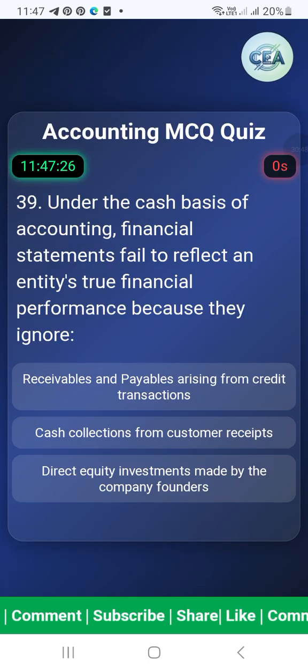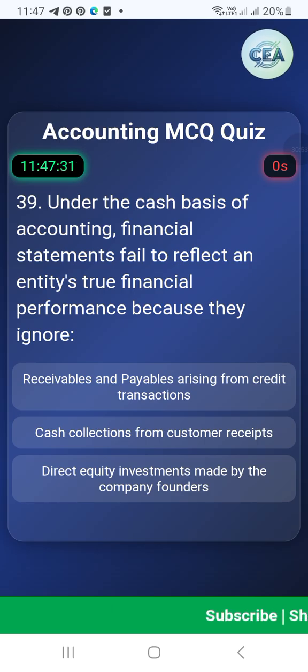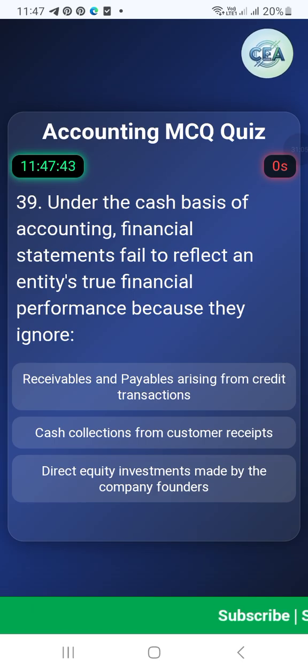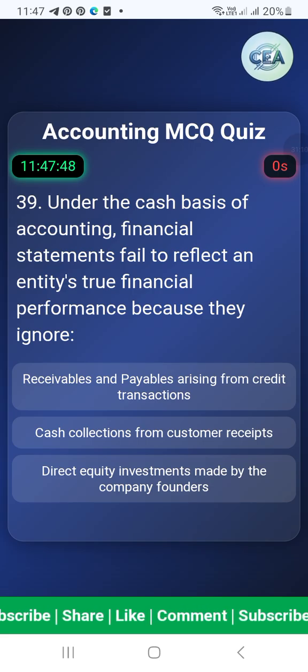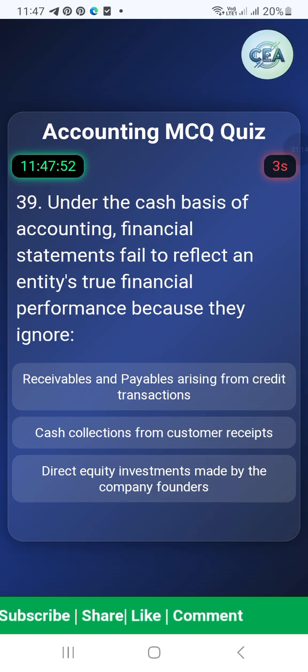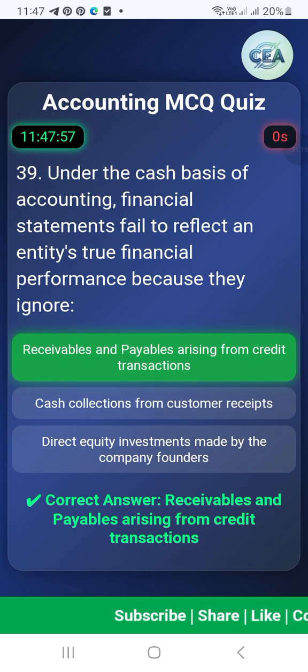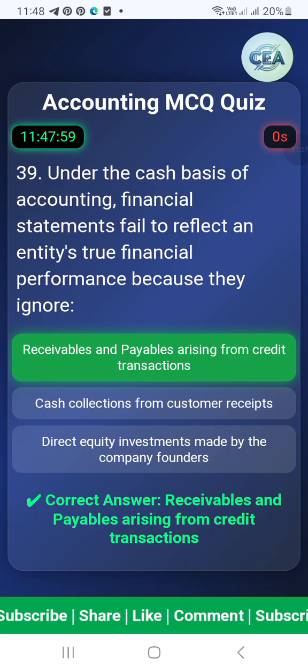39. Under the cash basis of accounting, financial statements fail to reflect an entity's true financial performance because they ignore: Option 1. Receivables and payables arising from credit transactions. Option 2. Cash collections from customer receipts. Option 3. Direct equity investments made by the company founders. Correct answer is receivables and payables arising from credit transactions.